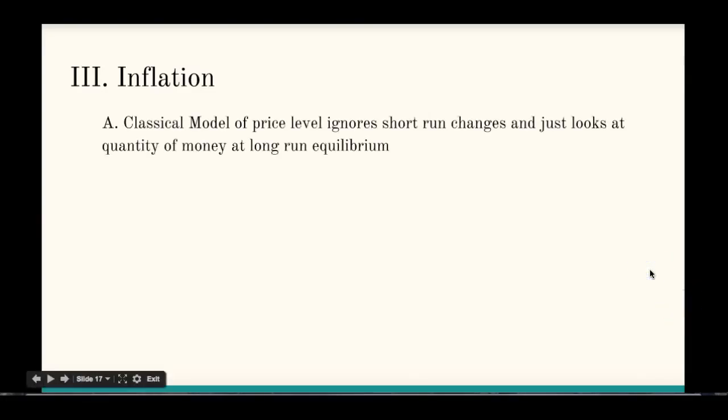All right, this video is dealing with Module 33 and inflation. So the first thing is that we have to talk about the classical model of price level. And the classical model was introduced in Module 33, and it basically is talking about how it ignores the short run changes and we're just focusing on the long run.